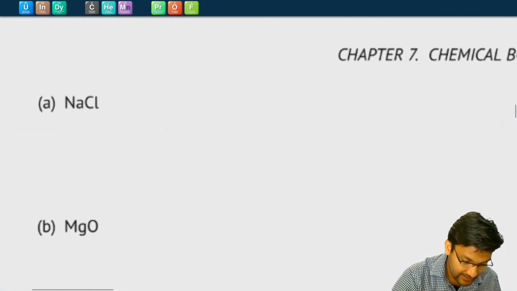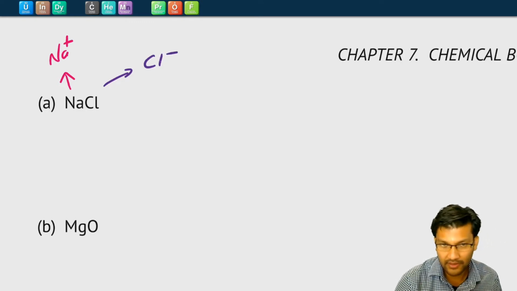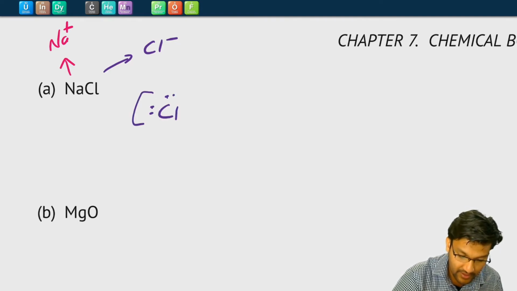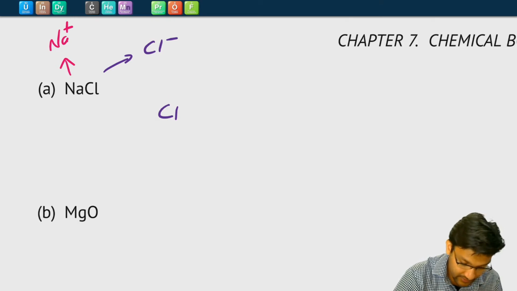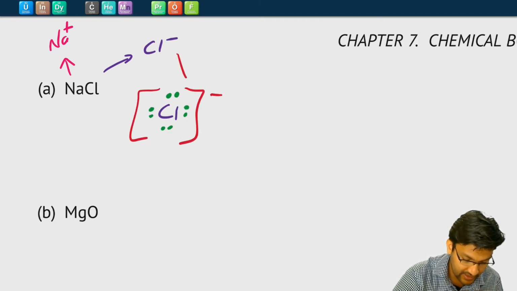Okay, for NaCl, we know that the ions we're dealing with are Na+ and Cl-. We already drew the Lewis structure for Cl-, right? It's Cl with 1, 2, 3, 4, 5, 6, 7, 8 dots, 4 pairs, and the whole thing has a negative charge. So that's for Cl-.